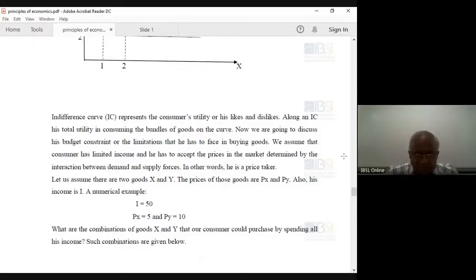The indifference curve represents consumer utility, or his likes and dislikes. Along an indifference curve, his total utility in consuming the bundles of goods on the curve is fixed.